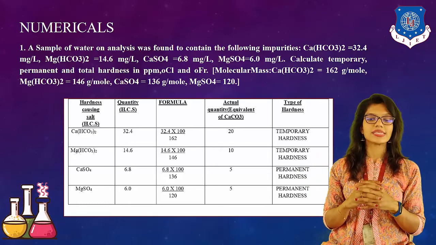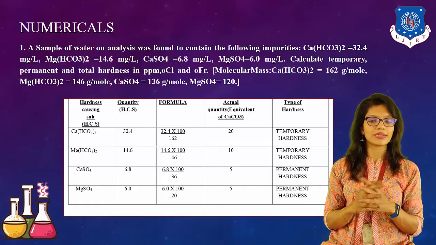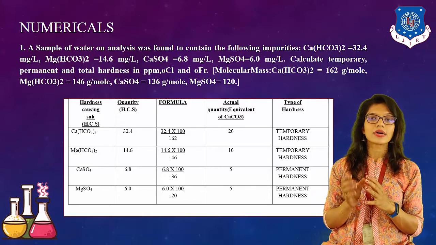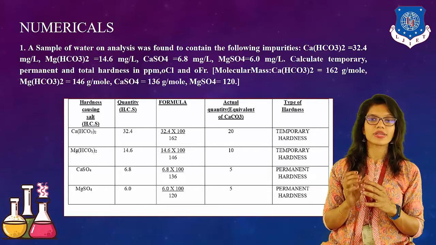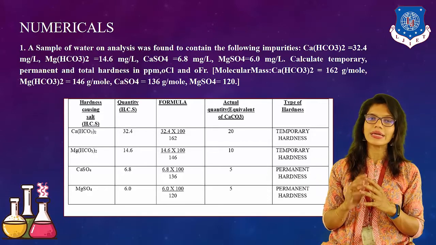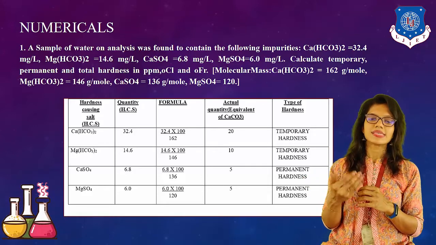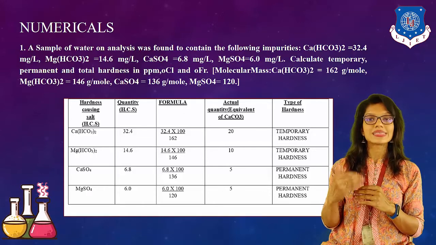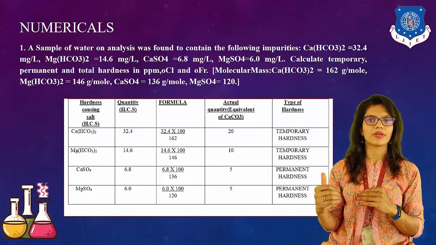Now the first one is Ca(HCO3)2. Its quantity given is 32.4 mg per liter. So we have to use the formula which is already given to us: 32.4 into 100 divided by 162, the molecular weight of Ca(HCO3)2. We get the amount 20 mg per liter, or 20 ppm. That is a temporary hardness. In a similar way we have calculated for Mg(HCO3)2, a temporary one, CaSO4, a permanent one, and MgSO4, a permanent one.